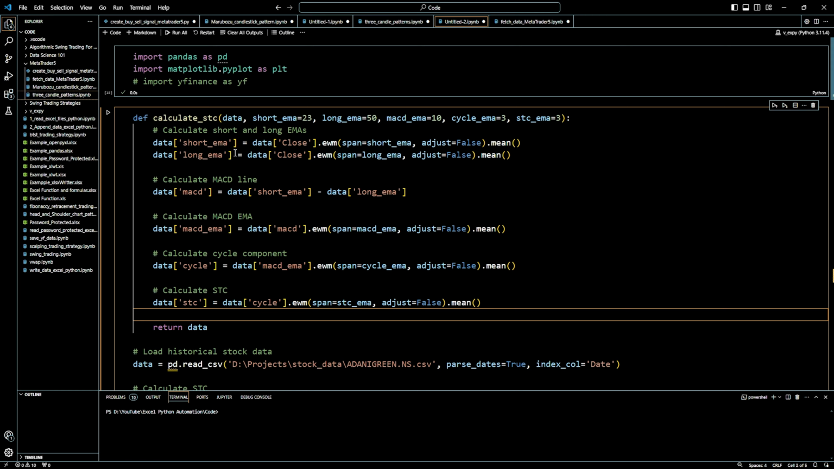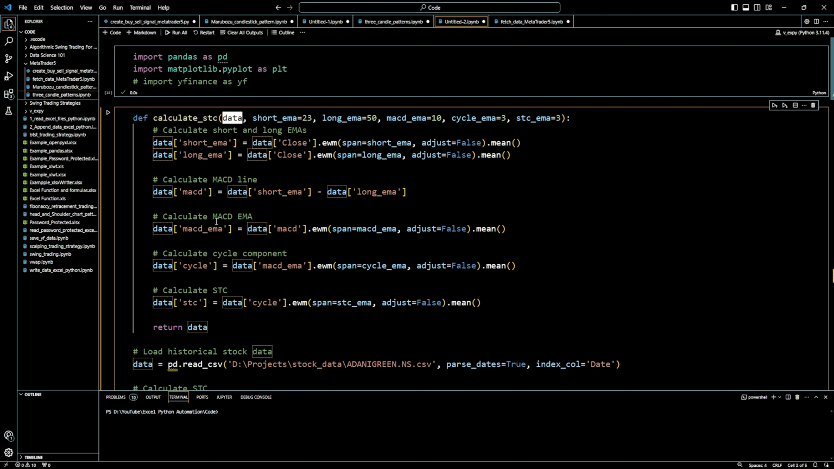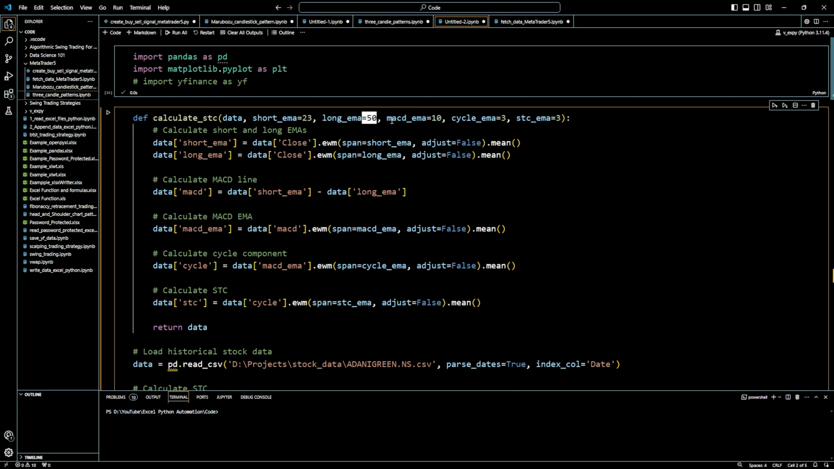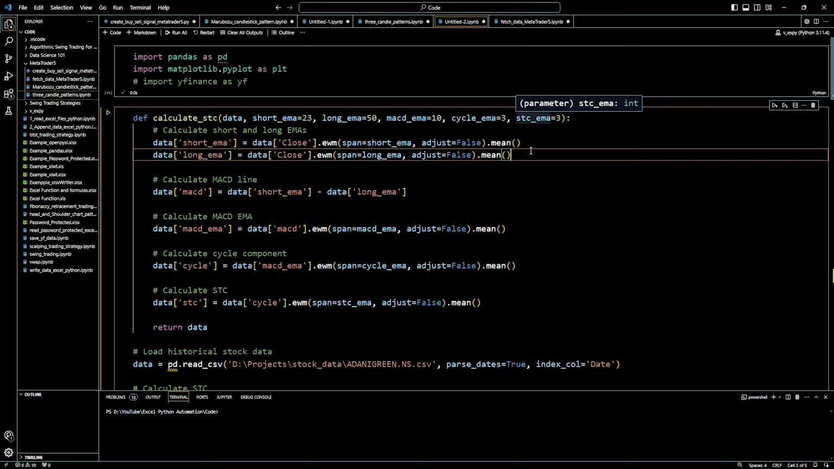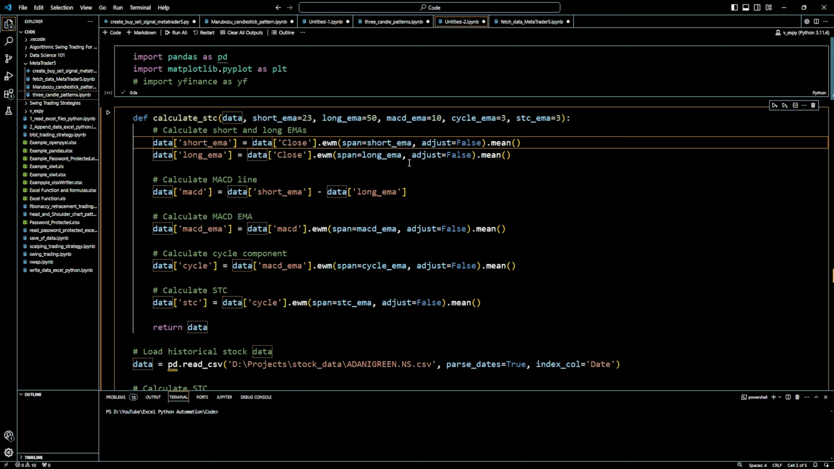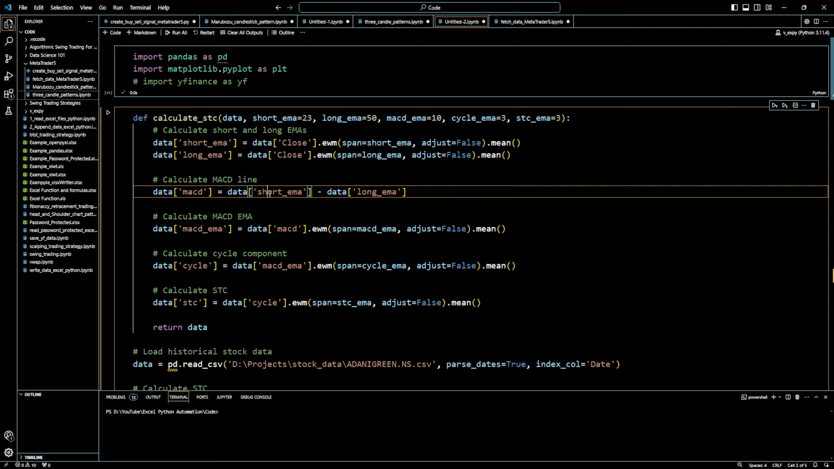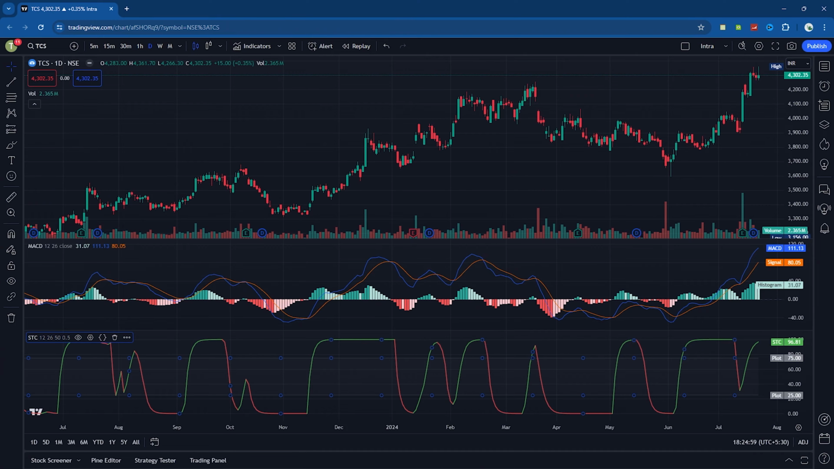In that, we are passing the data. I will show you the data as well. Then we are passing a short EMA, exponential moving average, of 23, a long EMA of 50, a MACD EMA of 10, a cyclic EMA of 3, and an STC EMA of 3. These are the parameters that we need to pass. Once we pass that, we are taking the close of the data, and based on that, we are taking the mean. So we have short EMA and long EMA as columns, and from the long EMA and short EMA, we are differencing both to get the MACD. So this MACD is created based on that.